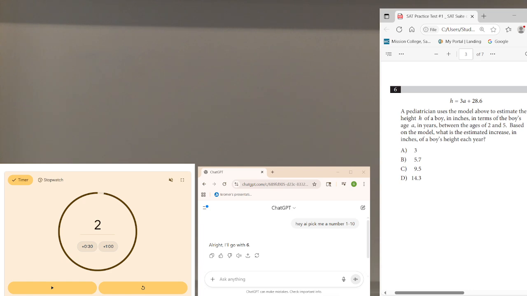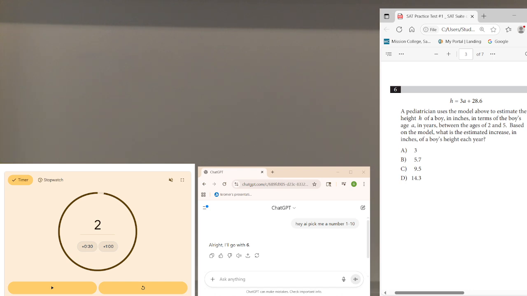Based on the model, what is the estimated increase in inches of a boy's height each year, right? So what we're going to do is run through it and see how we got to our answer. All right, cool. So I'll run it the way that I will be thinking, right?